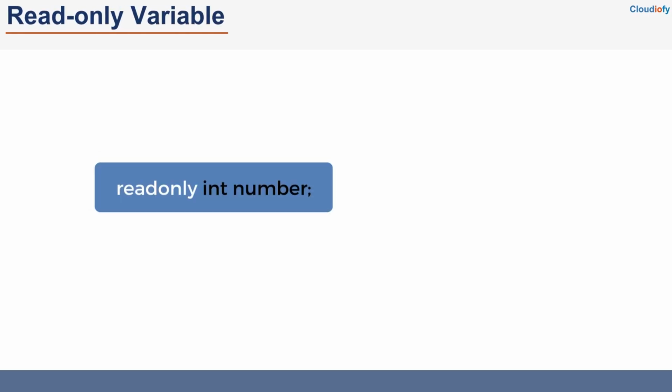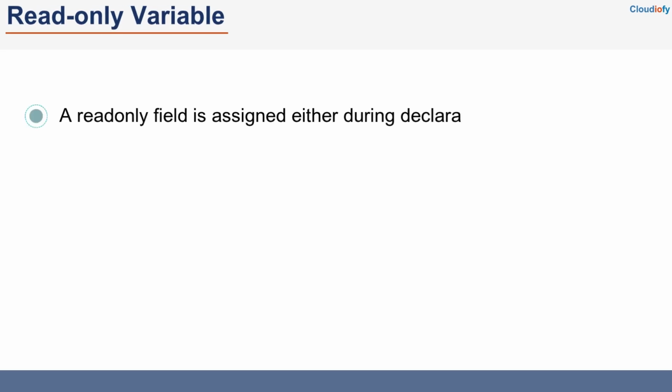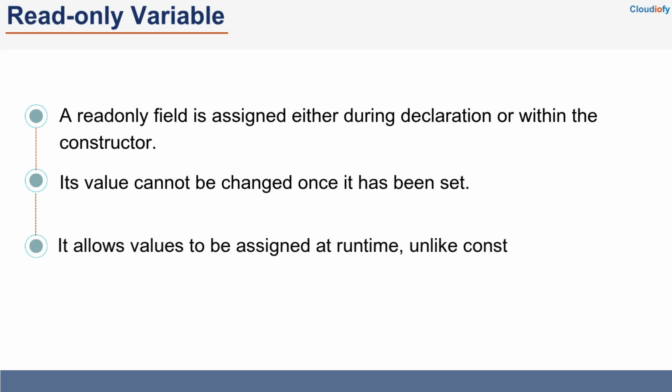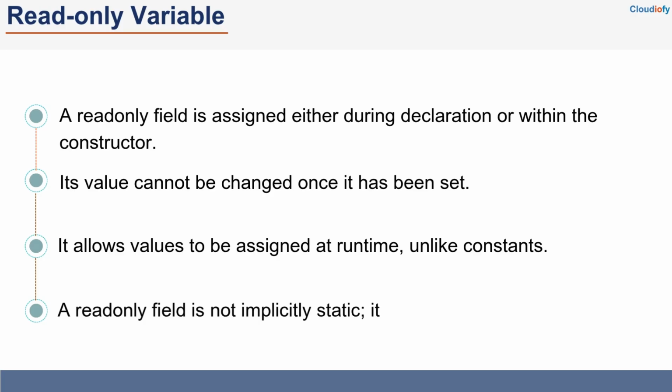Last but not the least, read-only variable. Let's understand the key points about a read-only variable. A read-only field is assigned either during declaration or within the constructor. Its value cannot be changed once it has been set. It allows values to be assigned at runtime, unlike constants.